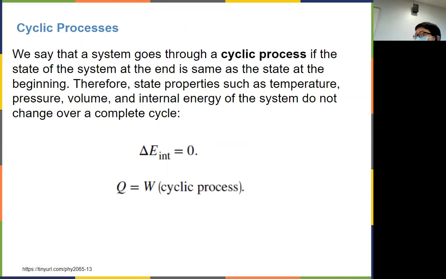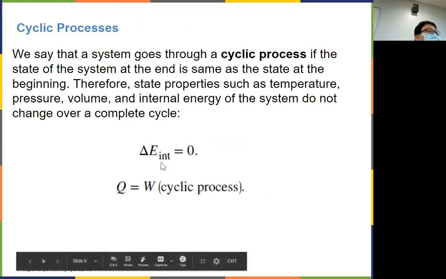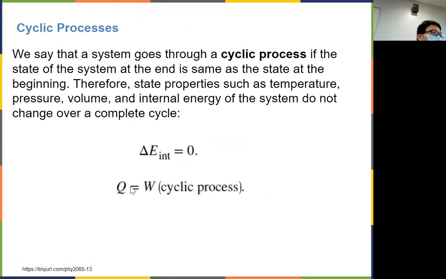For a full cycle of processes, that means the system starts from one particular point, goes through a series of processes, and goes back to its original state, then the change in internal energy should be equal to 0 because it returns to the original state. In that case, Q is equal to W. The heat change is equal to the work done by the system.